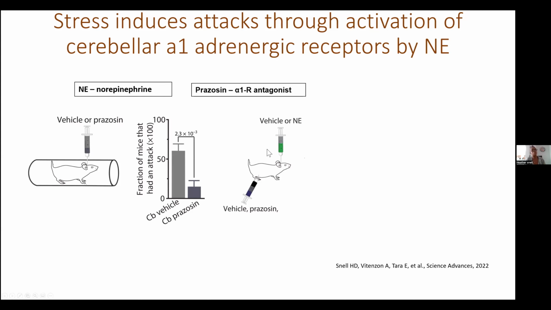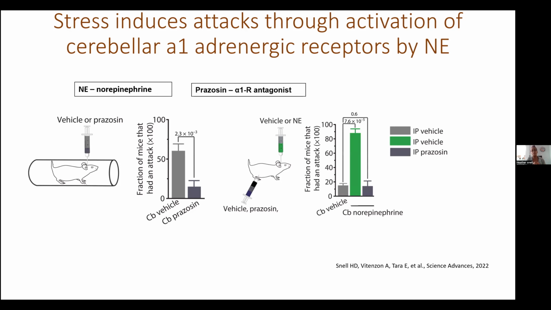Additionally, we wanted to make sure it was going specifically through the noradrenergic pathway in the cerebellum. And so we injected norepinephrine into the cerebellum and then injected prazosin, our alpha-1 adrenergic antagonist, IP. And we found that that was also sufficient to prevent the attacks that norepinephrine caused.